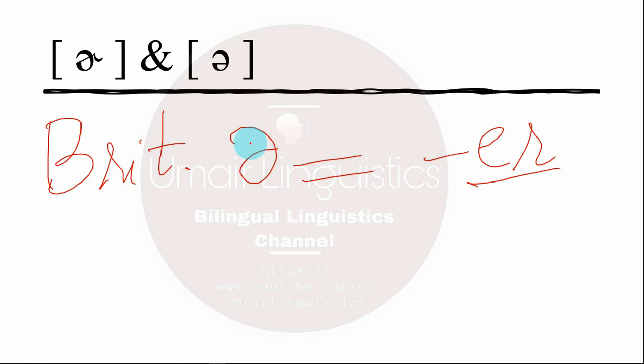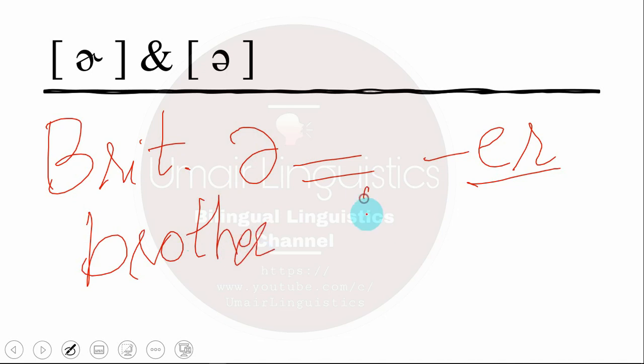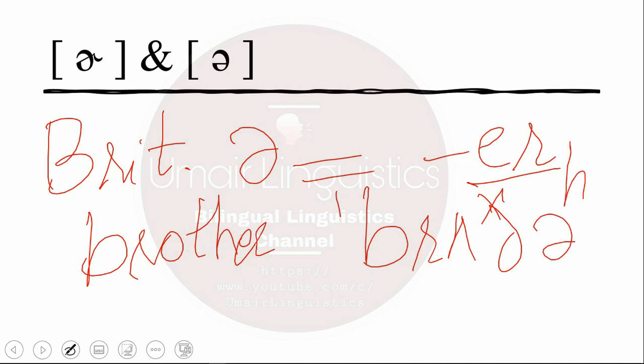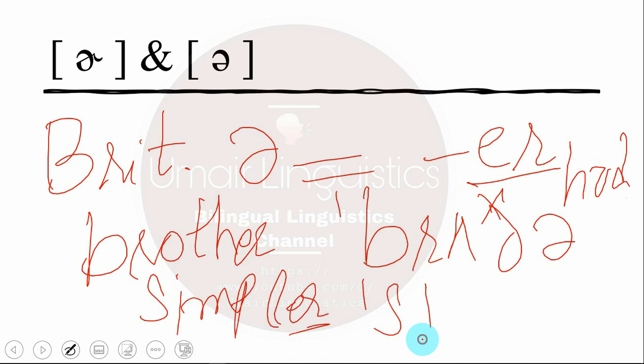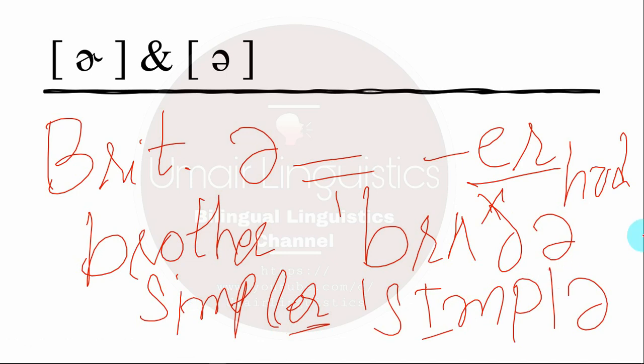For example, if we have words like brother or brotherhood, in British English they are pronounced like this: brother, brotherhood. If we have simpler, once again the last element is er, so they pronounce it like simpler. All right. But as far as American English is concerned, American English speakers always pronounce these words with R. So actually a hook is put and we use the R-colored schwa. Now it means it will be pronounced as brother and simpler, or brotherhood.